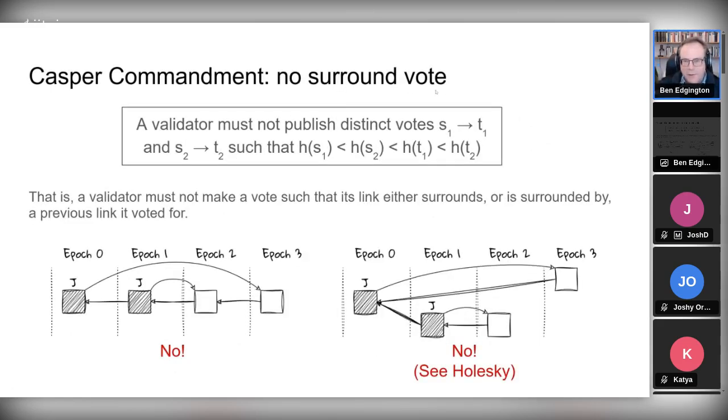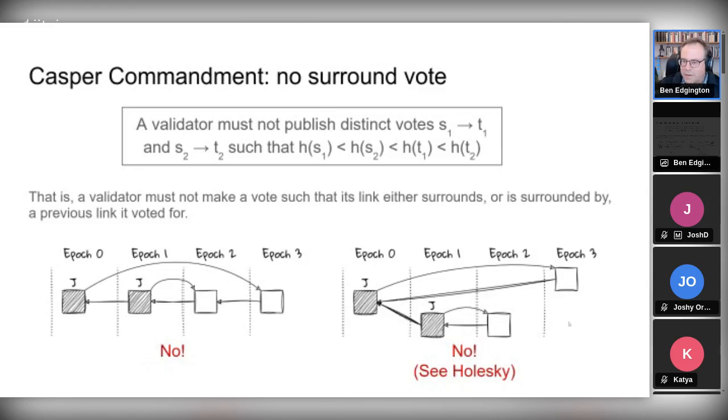And the other commandment is no surround vote. That's the technical statement at the top, but a surround vote is easy to see. If my source and target vote surrounds another vote that I have made, or is surrounded by another vote that I have made, then that's also against the commandments. That's also forbidden. So on a linear chain, it looks like the diagram on the left.